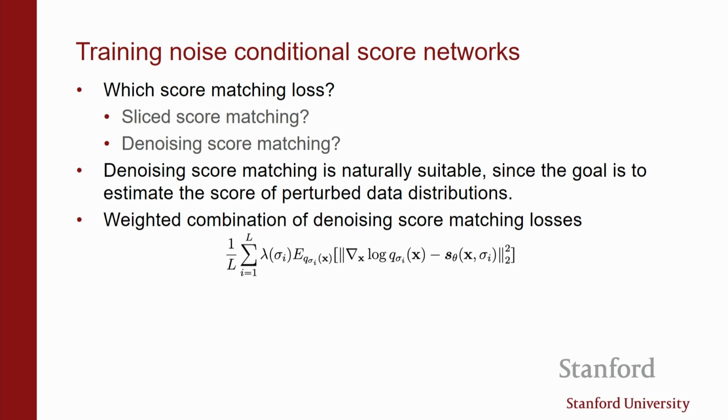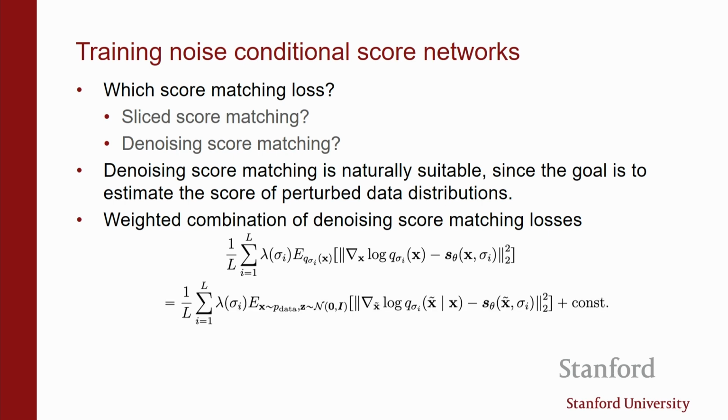Since the data is already perturbed now, we don't add additional perturbations. Yeah, so the loss would look like this. So the data is clean, as you said, and then you add noise corresponding to the sigma that you care about, and then you try to denoise that data point.